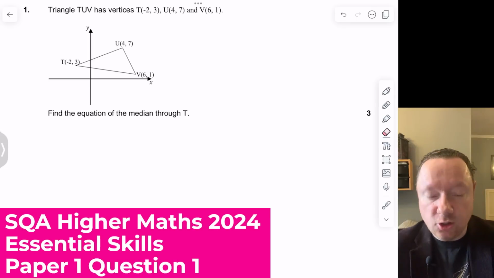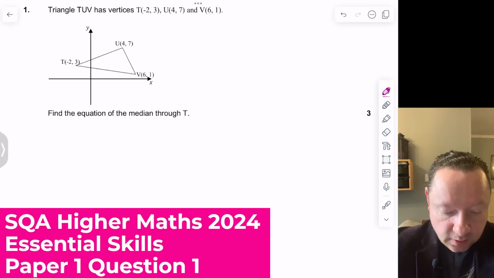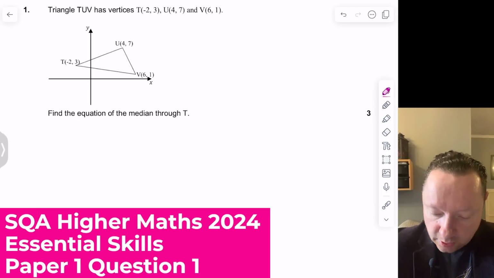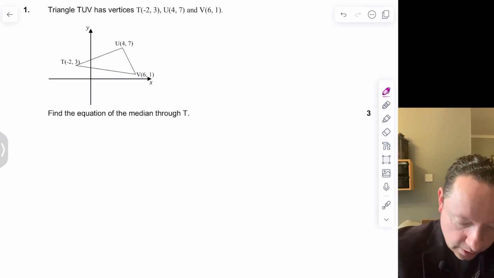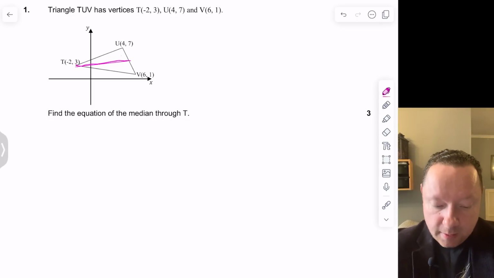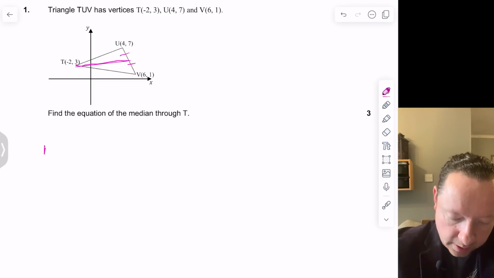Number 1 says triangle TUV has these vertices. Find the equation of a median through T. So a median is the line that goes from T and cuts the opposite line in half. That's not a very good drawn line, but you can get the idea. So it's cutting that in half. So I need the midpoint of UV, mid of UV.